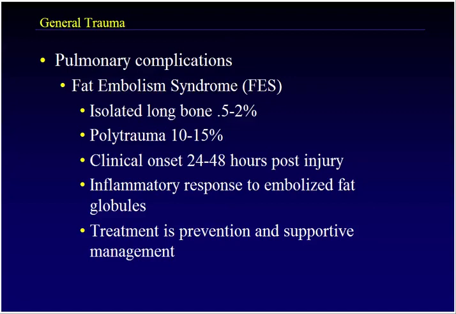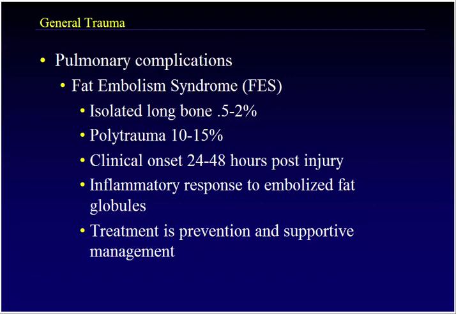The clinical onset of fat embolism syndrome typically is 24 to 48 hours post-injury, which is important in differentiating it from other things that it can be confused with, such as pulmonary embolism, for example, which typically does not present that early in 24 to 48 hours. And fat embolism syndrome is an inflammatory response to embolized fat globules. So by virtue of the intramedullary canal being disrupted, it exposes these marrow fat components to the bloodstream. They embolize the bloodstream and create this syndrome of fat embolism.